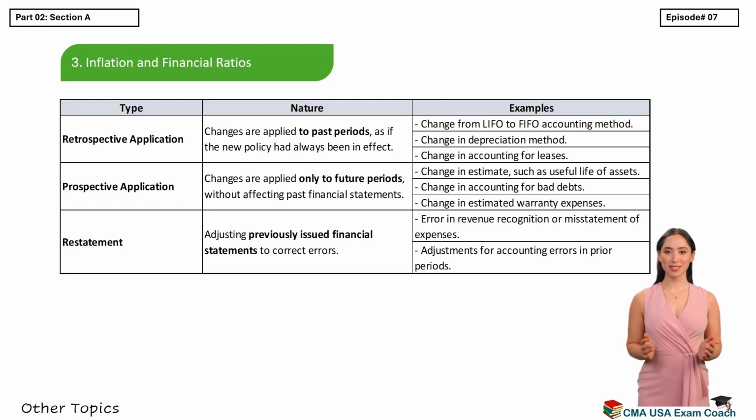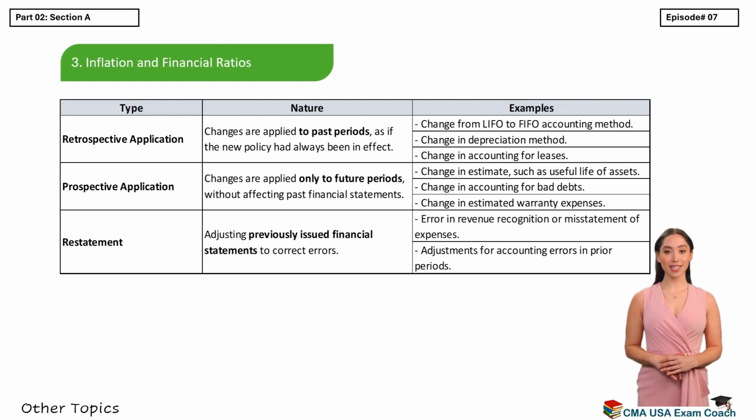A good example is when a company changes its estimate for the useful life of an asset. Let's say a company decides that a piece of machinery will now last 10 years instead of the previously estimated 8 years. Under prospective application, the company would only apply this new estimate going forward, and the depreciation expense for future periods will reflect the revised useful life.